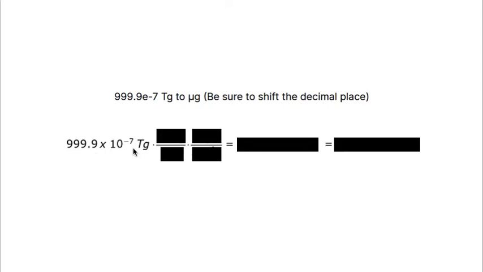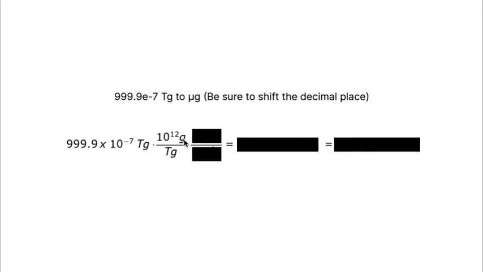999.9 times 10 to the negative 7th teragrams. I'm going to put the unit I want to convert out of here, which is teragram, and the base unit here, which is gram. And of course, gram over gram, that's the same right here. I want to know what tera is equal to. Tera is equal to 10 to the 12th. So that's set up correctly.